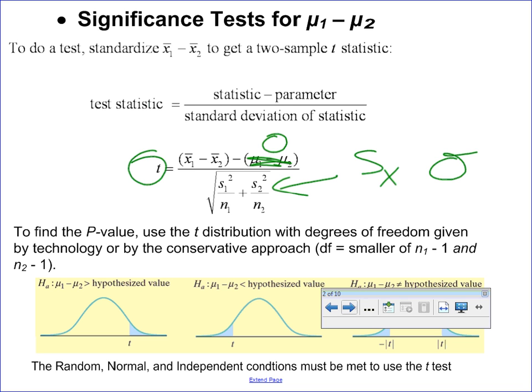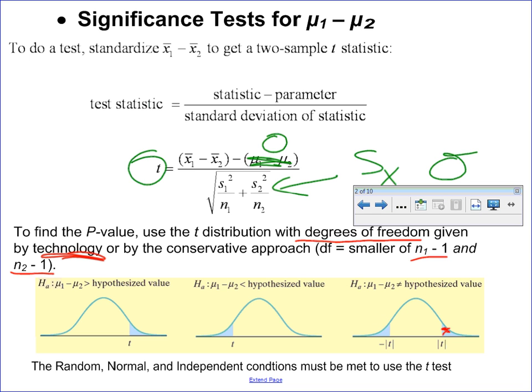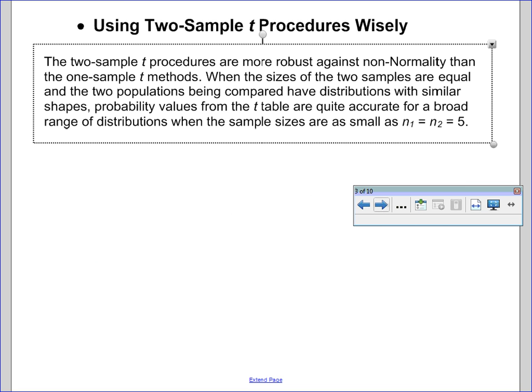To find the p-value, you can use the t-distribution with degrees of freedom given by either tech or the smaller of n1-1 or n2-1. And as before, if it's a two-tailed hypothesis, you double the area. If you use tech, wow, my smartboard's way off. If you use tech, then it automatically doubles it for you, and it will ask for that. And we'll go over using the tech in class. But all of this is just a culmination of everything we've been doing so far.